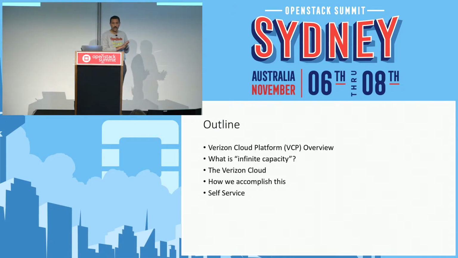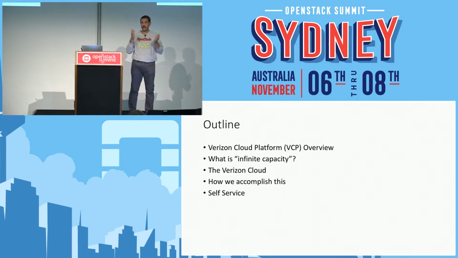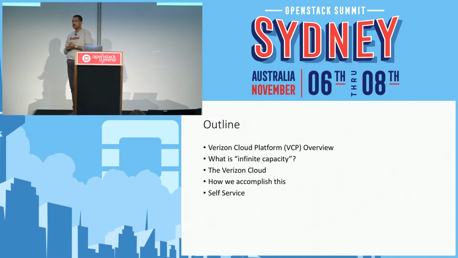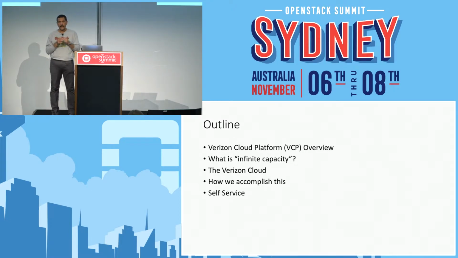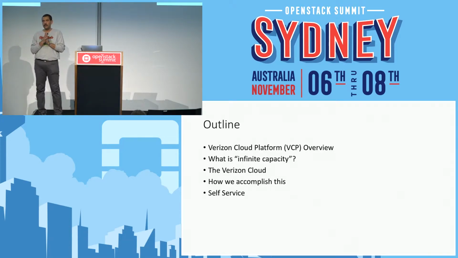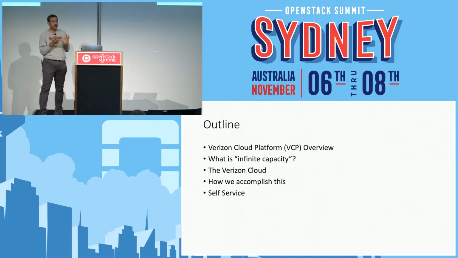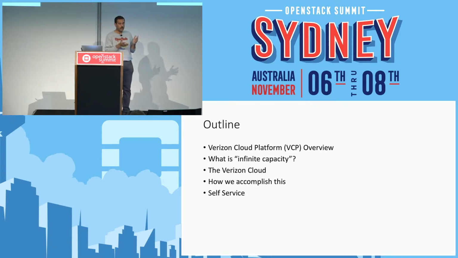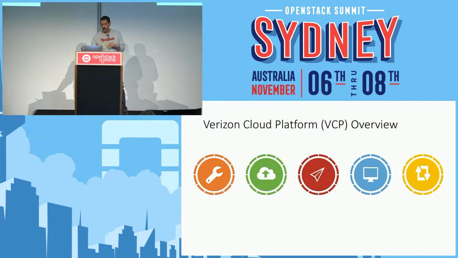OK, so what are we going to talk about? What is the Verizon Cloud Platform? That's our name for our cloud. It includes core components, edge components, and things like that. And the most important thing which we want to talk about was this whole notion of infinite capacity, which we think is a really, really important part, if you're ever deploying a cloud, of having something which looks like infinite capacity and why that thing is important to you. I'm going to talk about the way in which we accomplish this and how we do self-service and things like that. That's approximately the layout of the talk.